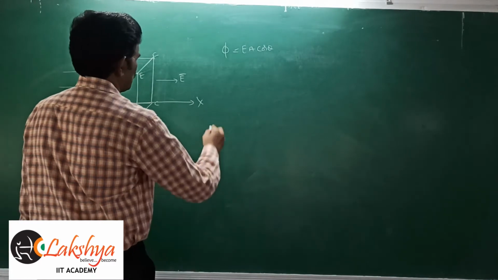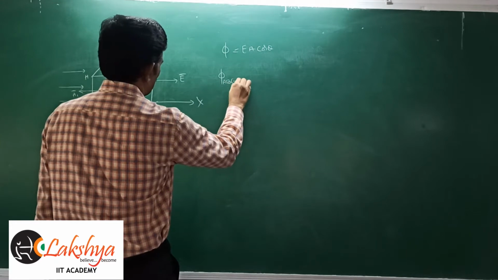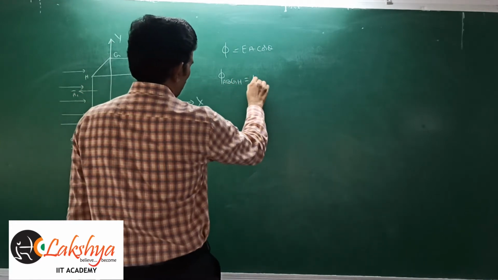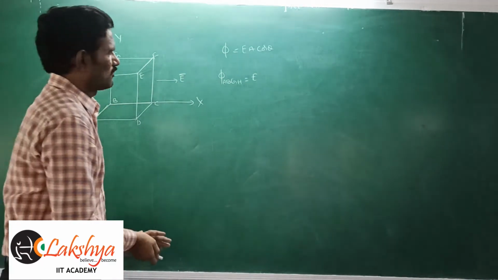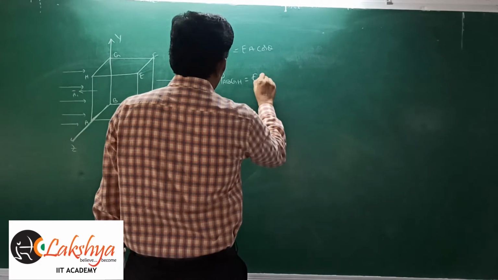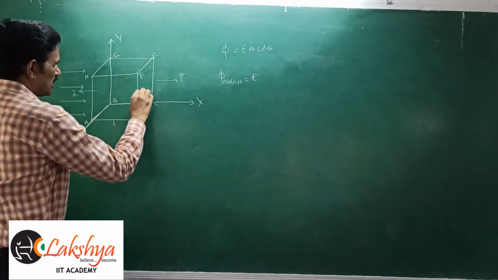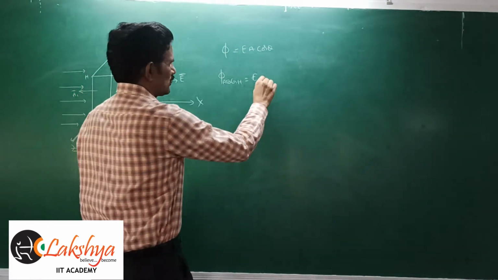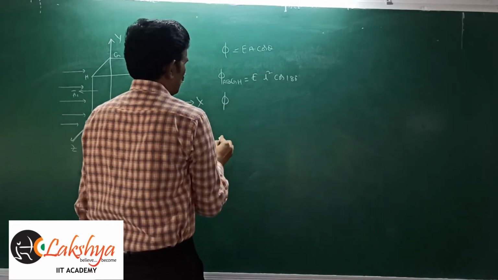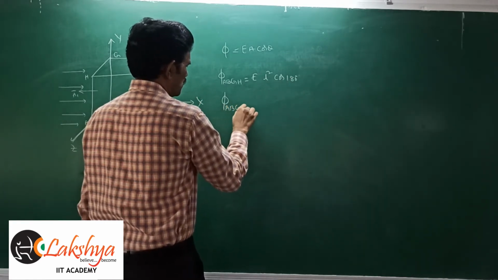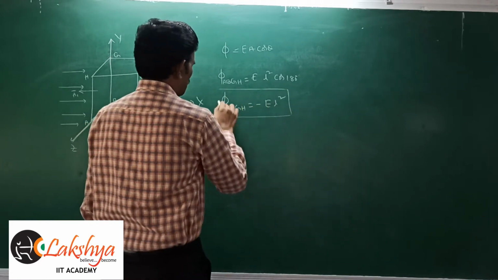Flux through each surface. Now I am writing the flux through the ABGH surface. E is a uniform field, as we mentioned. Uniform means magnitude will remain constant throughout, and direction also. Let us take a cube of side L. So the area is L square into cos 180, and so the flux through ABGH is equal to minus E into L square.